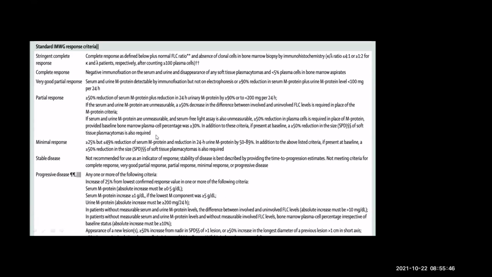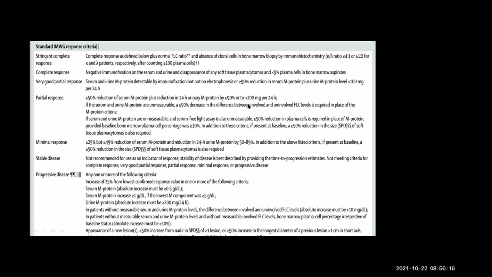So go through it. The important thing is that reduction of M component and serum free light chain assay, with complete absence, would lead to a complete response, and this has to be qualified by the presence of less than 5% plasma cells in the bone marrow. Up to 90% reduction in the M band and urine BJP less than 200 is VGPR. Up to 50% reduction in the M protein and urine BJP less than 200 milligram is partial response.